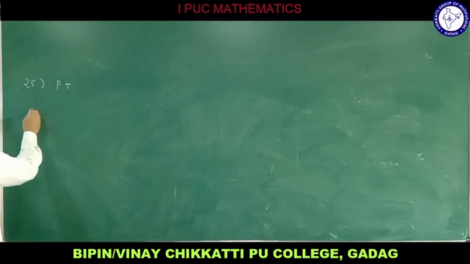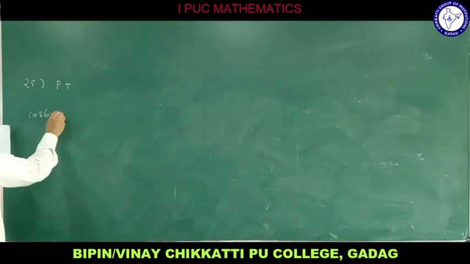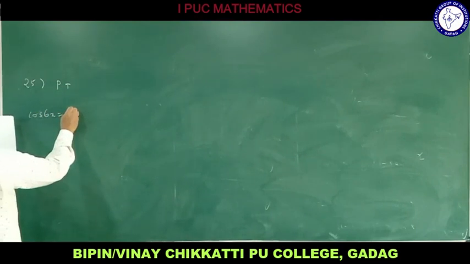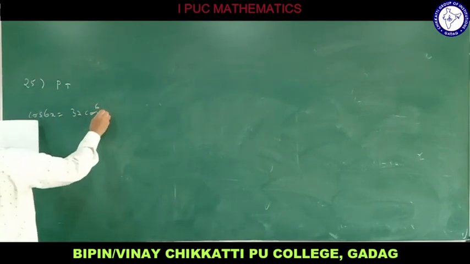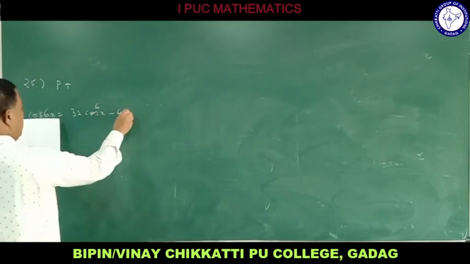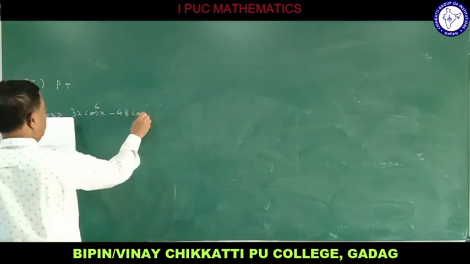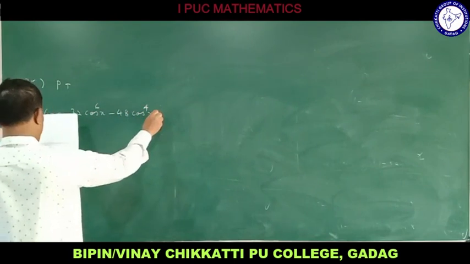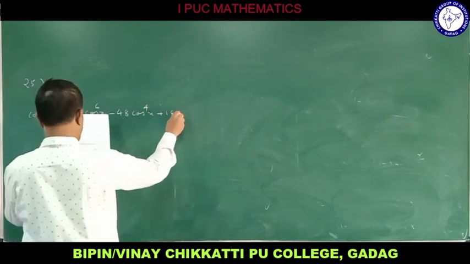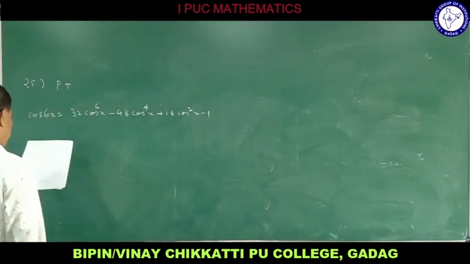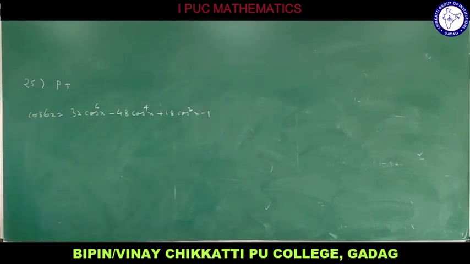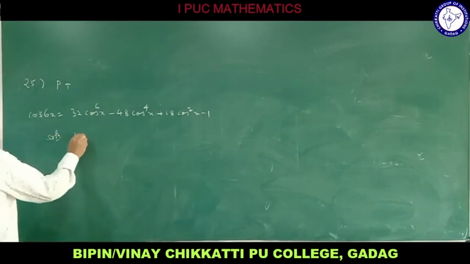Prove that cos 6x is equal to 32 cos raised to 6 x minus 48 cos raised to 4 x plus 18 cos square x minus 1. So how do you find this result? See, it is very simple compared to the other problems.